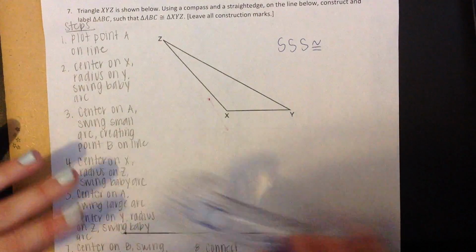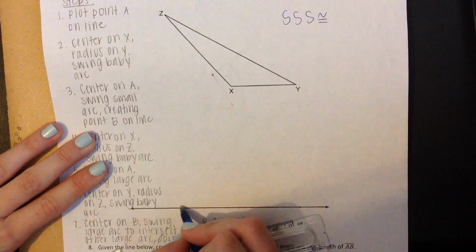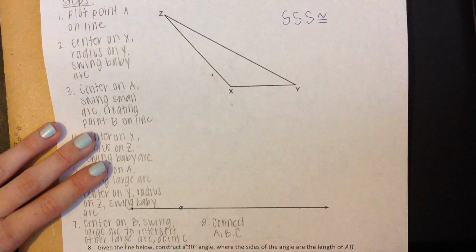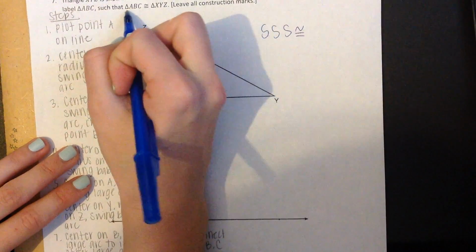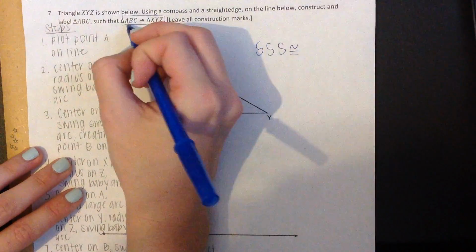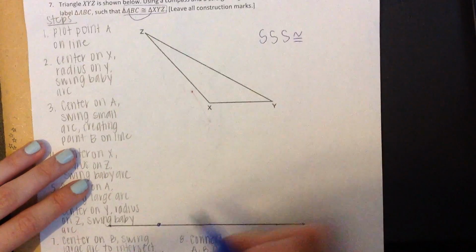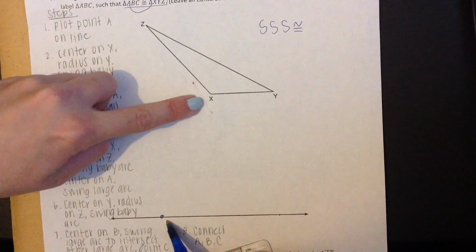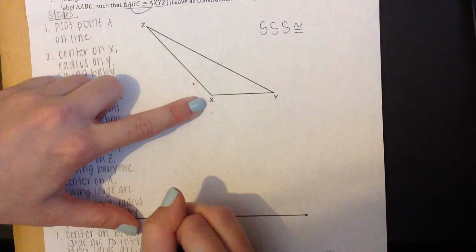So our first step in copying is to create a point down here at the very bottom. They want us to make triangle ABC congruent to triangle XYZ, which means that A is going to match up with X. So this first point will eventually match up with X, which means that this will be called A.